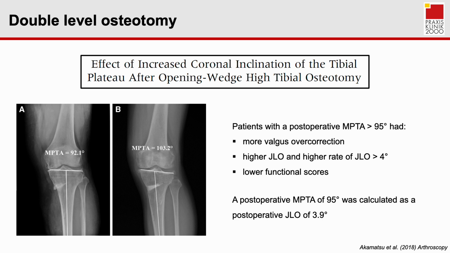Another interesting finding was that a postoperative MPTA of 95 degrees was calculated as a postoperative joint line obliquity of 3.9 degrees. Based on this study, a cutoff of the MPTA of 95 degrees seems reasonable to predict a problematic joint line obliquity of 4 degrees.